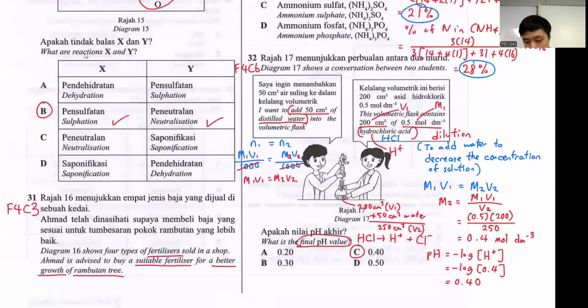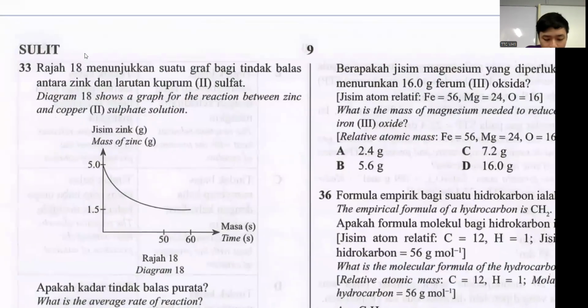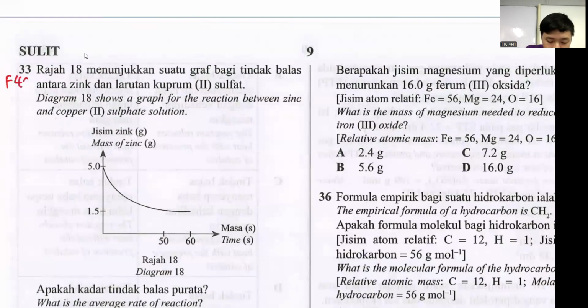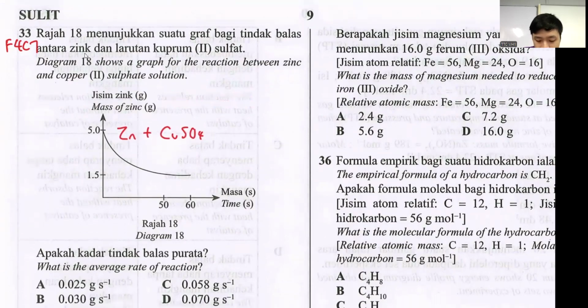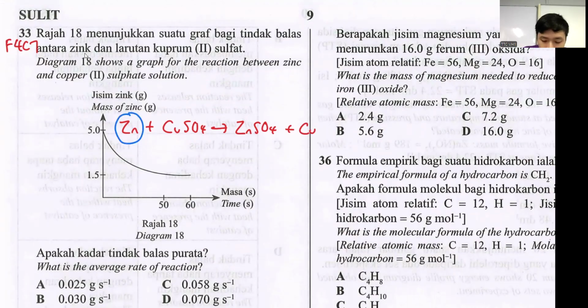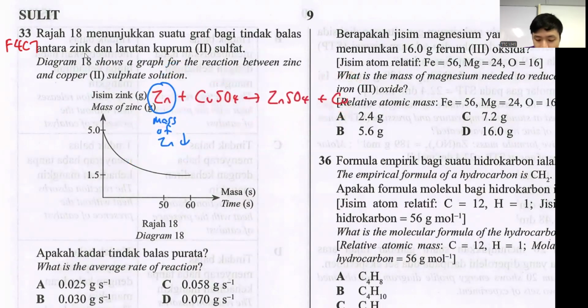Okay. Question 33. This is form 4, chapter 7, calculation. Diagram 18 shows a graph for the reaction between zinc and copper 2 sulfate. So very obvious, this is trying to measure the change in the reactant per unit time. So that's why you see the graph decreasing, right? In this case, they measure the mass of zinc, which keeps decreasing, of course. Sorry, I'm blocking the graph, because you have to use this graph to calculate.